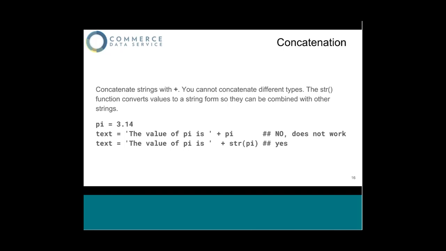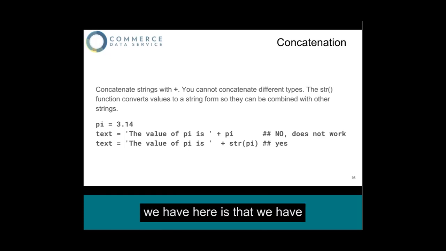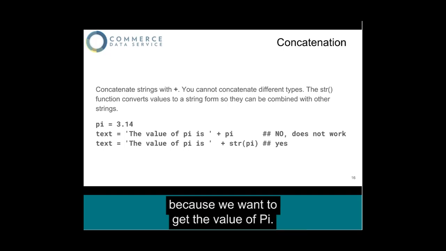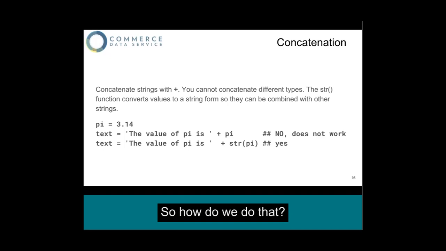in the background. So the problem we have here is that we have a floating point number and we have a string, so we want to concatenate it because we want to get the value of pi. So how do we do that?